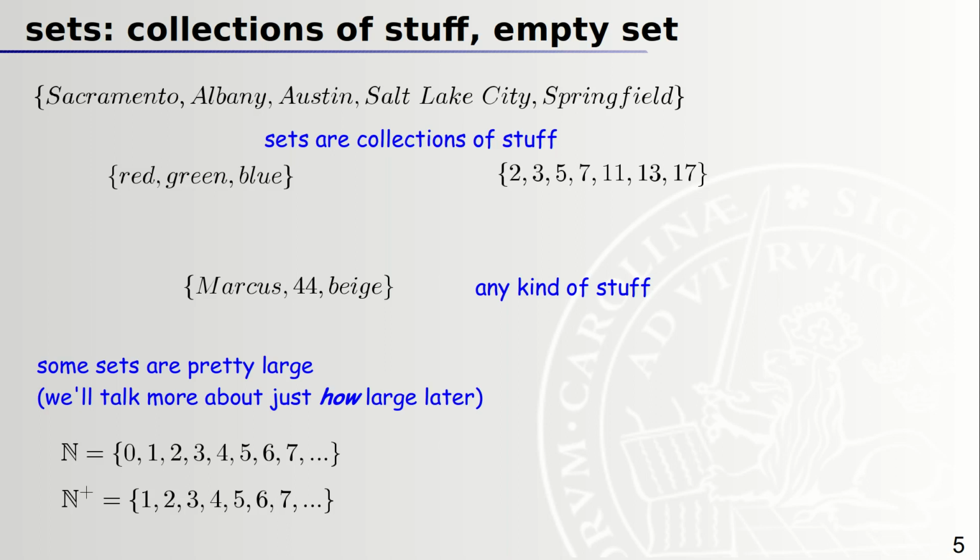For example, the set of natural numbers, represented by this bold N. During this course, we adopt the convention that the natural numbers start with 0. If we want to talk about the positive natural numbers without 0, we put a little plus sign in the exponent of the N.